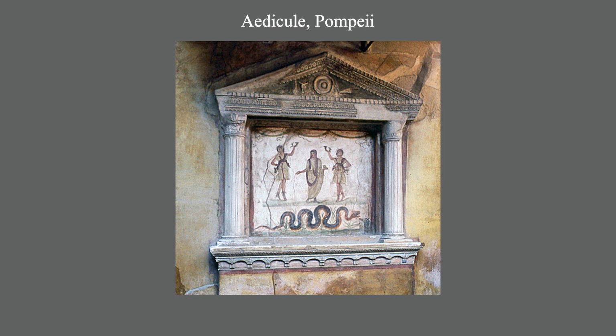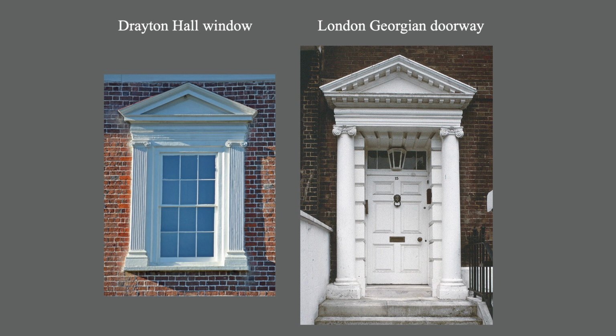Aedes is the Latin word for house or even a temple. Aedicule is the diminutive form of aedes, or a little house or temple. To the Romans, the shrine's frame resembled a little temple. During the Renaissance, the aedicule form was adapted for doorways and window surrounds. The form became especially popular in the 18th century. We see the aedicule adapted for a window frame on Drayton Hall, and for a doorway on a London 18th century Georgian terrace house.